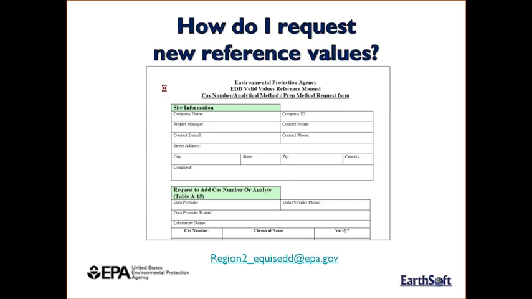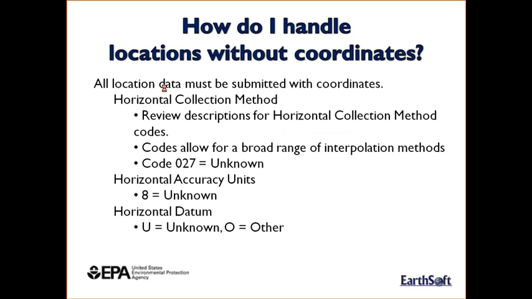that you may need to request. Okay, so this slide is talking about what do I do with my locations that don't have coordinates. The EPA requirements for locational data says that it must be in latitude and longitude. And what that means is that you would obviously need to submit it in latitude and longitude, but you need to give them some additional information on how you came up with that latitude and longitude value.